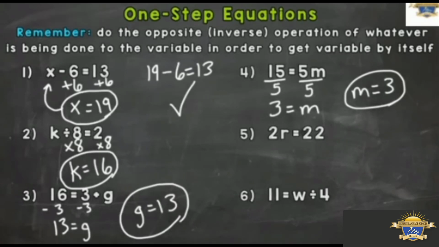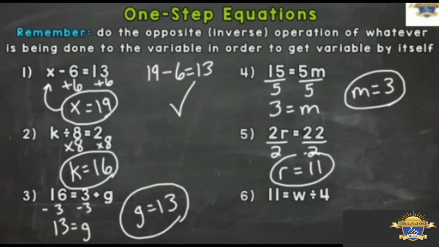Number 5. We have 2r equals 22, so 2 next to the letter means multiplication. So we do the opposite, divide by 2. We will divide by 2 on both sides, so r equals 11. Check it. 11 times 2 does equal 22. Yes, so that's correct.